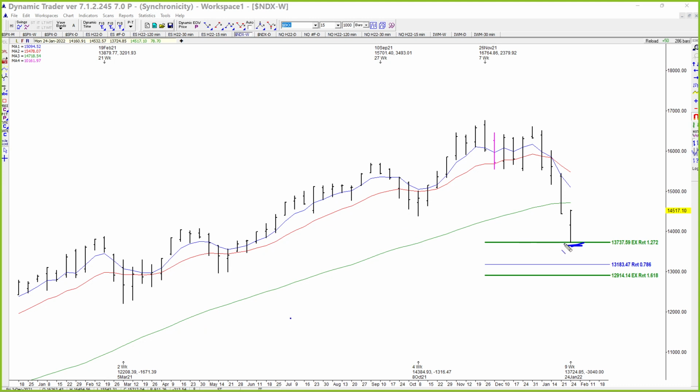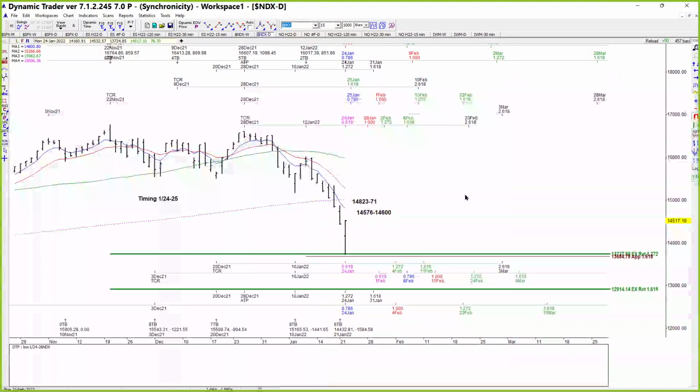Okay, because this does also define risk, and many moves tend to terminate at extensions of prior swings. This is a major extension of that swing. So if you were okay with it, how much of a rally was that? 807 points? Okay, that's off of the Nasdaq weekly. Yeah, pretty much the same thing on the daily.